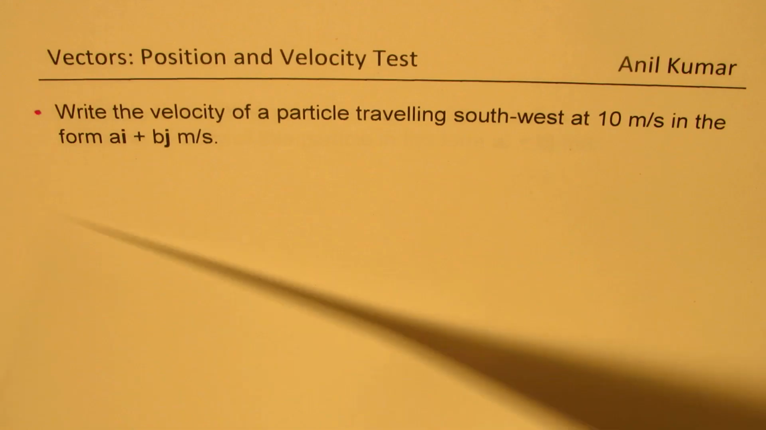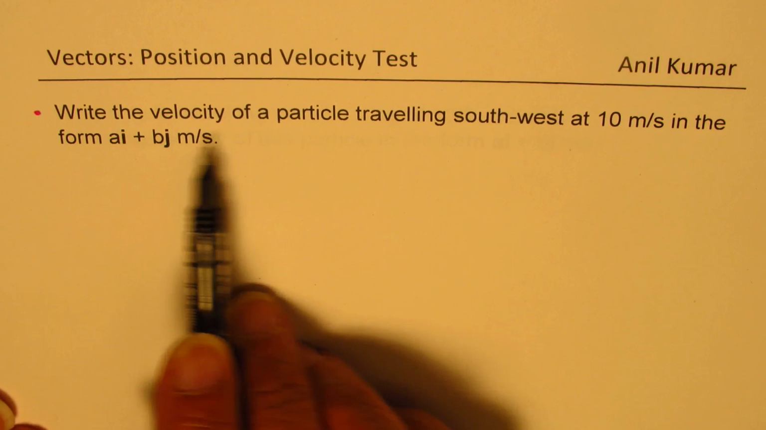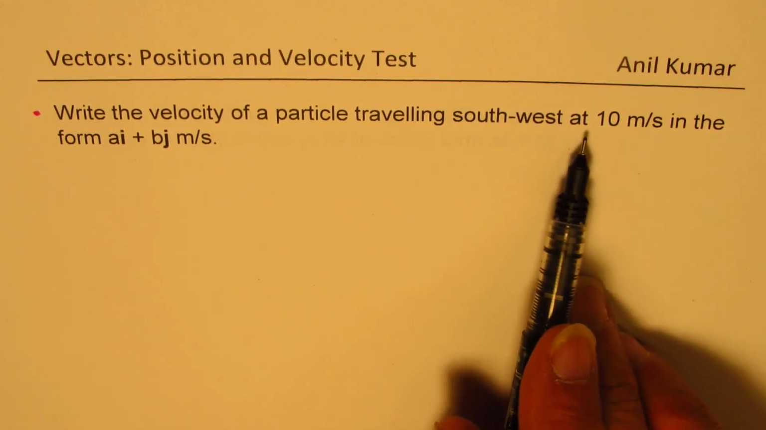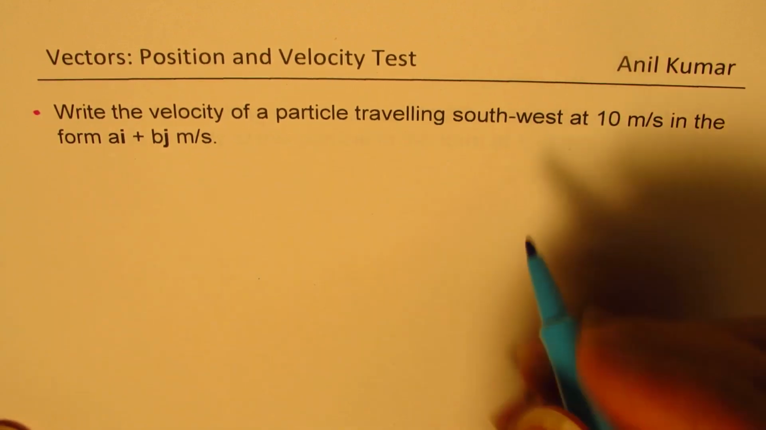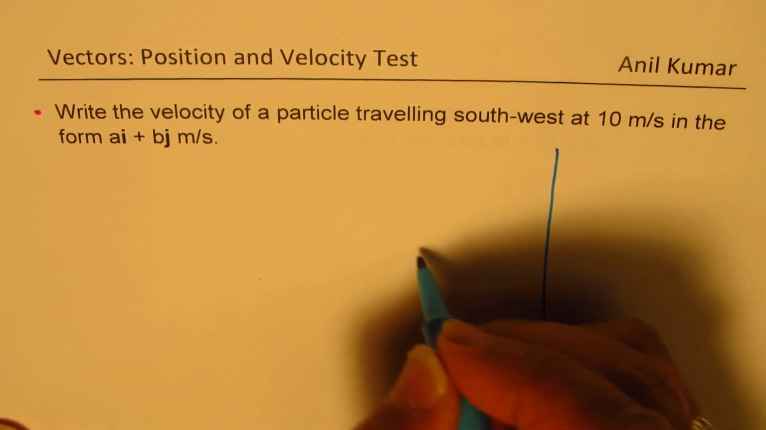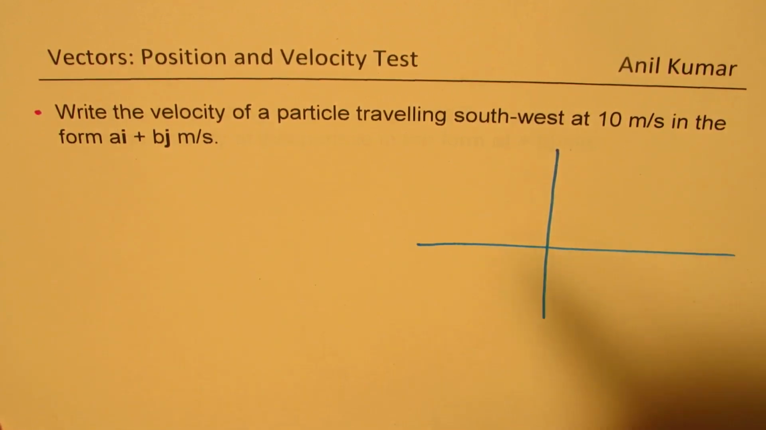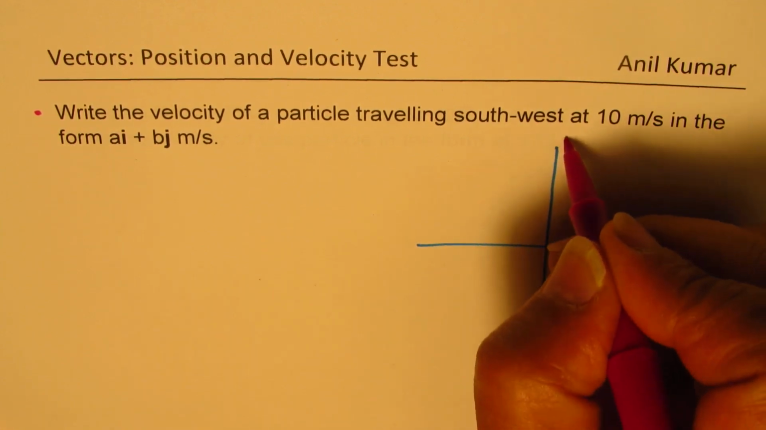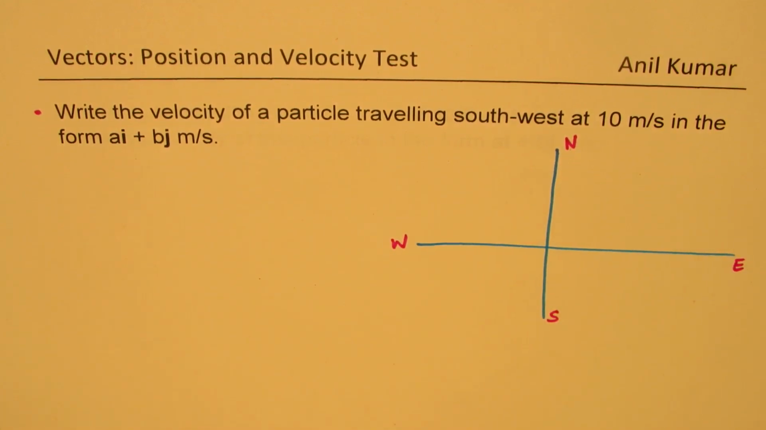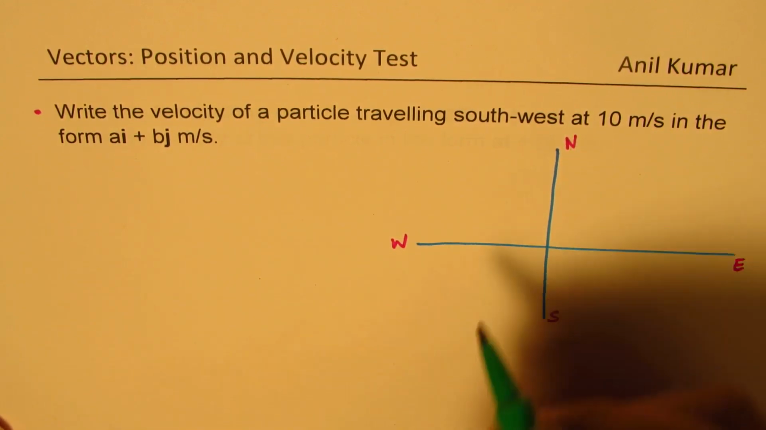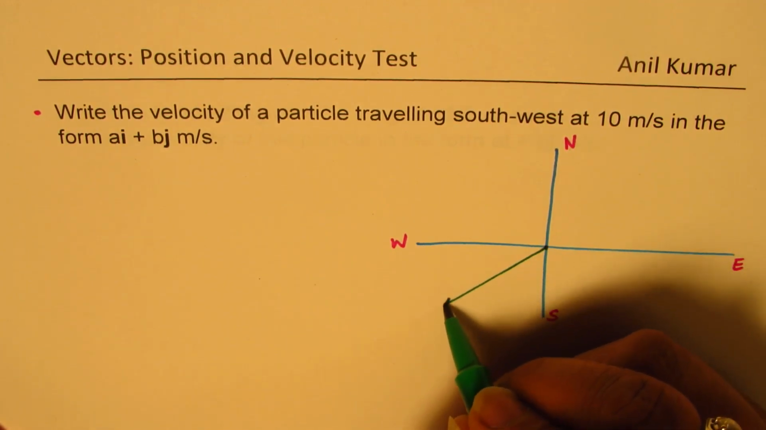Okay. Let's take the second question now, which is: write the velocity of a particle traveling southwest at 10 meters per second in the form of ai plus bj. So southwest means what? Southwest means this is south, right? That is north. This is east. That is west. So when we are saying that the velocity of the particle is traveling southwest at 10 meters per second, that means this, right?